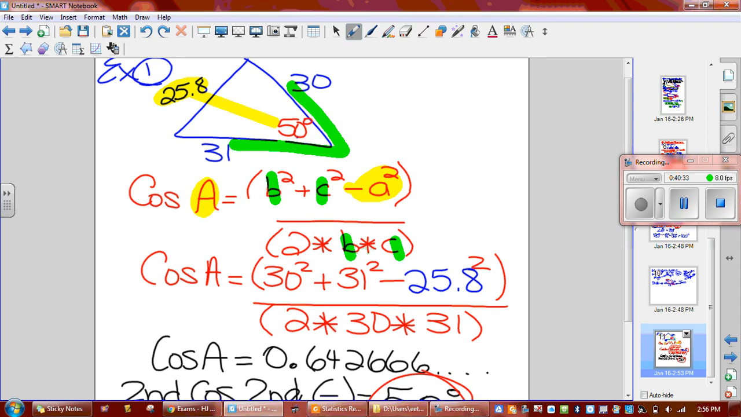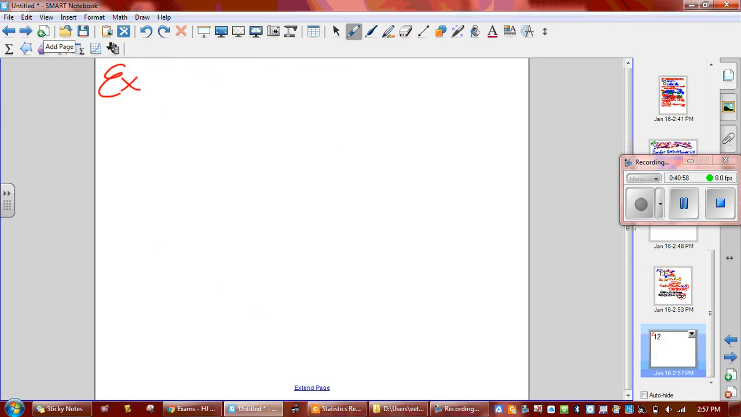Okay, we're going to do one more example, and the other example now is going to be finding a side length, not an angle, because we have a second example and a second equation. So, example 2, we're going to find a side, and we have to use this equation. So the equation looks like this on the formula sheet. B squared plus C squared minus 2BC cos A.